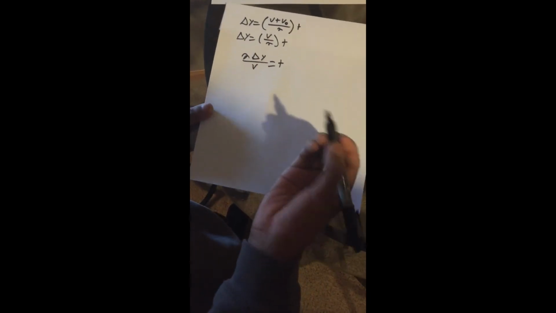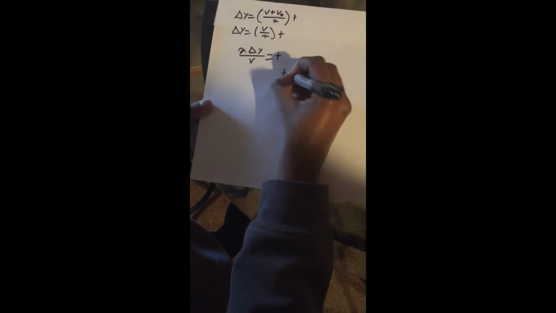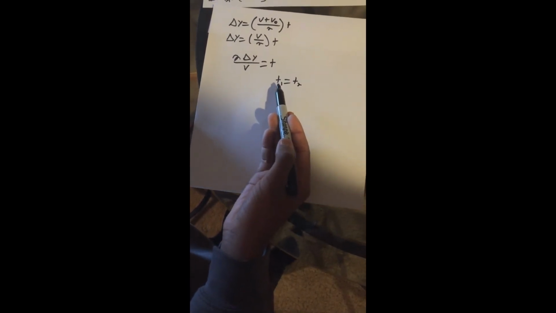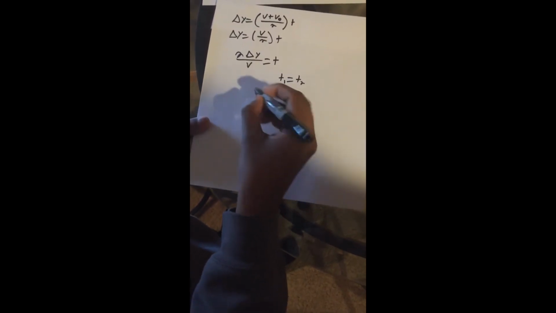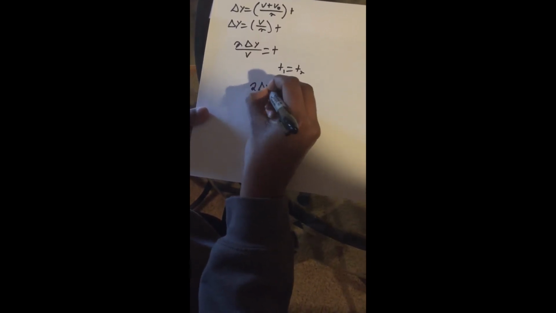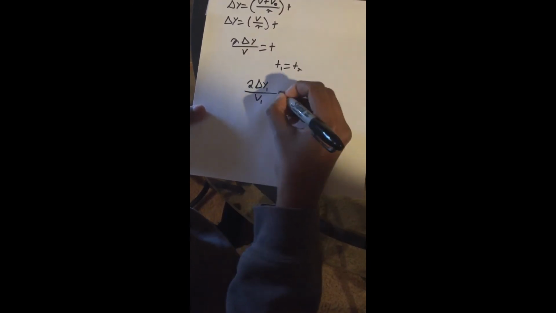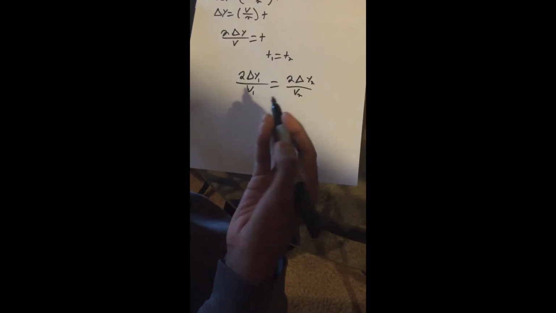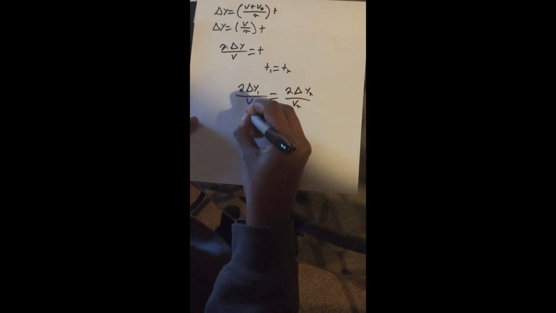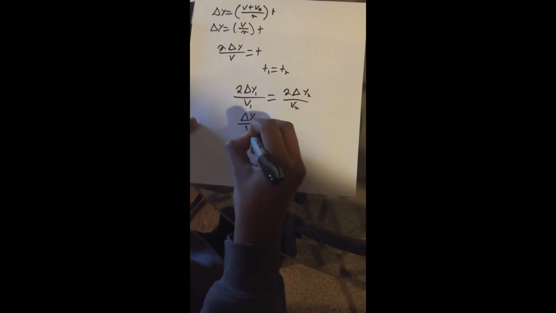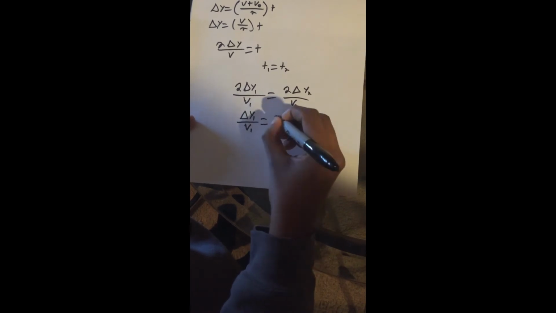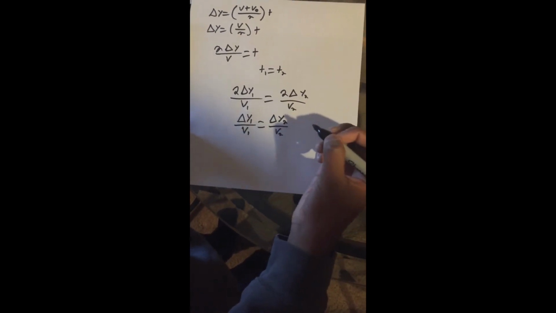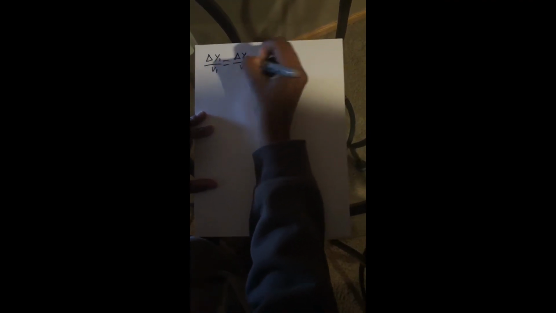And we know that both times have to equal each other: the time for the one being dropped in free fall and the one that is unraveling. So we have 2 delta y1 over velocity 1 equals 2 delta y2 over final velocity 2. Since we have 2 on both sides, we can get rid of that. So now we have our ratio: delta y1 over v1 equals delta y2 over v2.